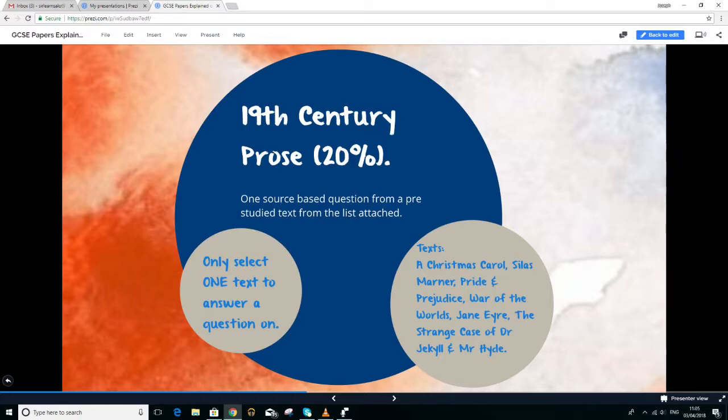So say you were doing A Christmas Carol, your question will likely be something surrounding one of the key themes or key characters in that. That will be your source, that will be your question. You answer that one. You only answer one question on this. Now there will only be one question per text anyway in the paper, but make sure that the question you are answering is to do with your text. I know that sounds self-explanatory, but we need to make sure that we're getting these basics right.